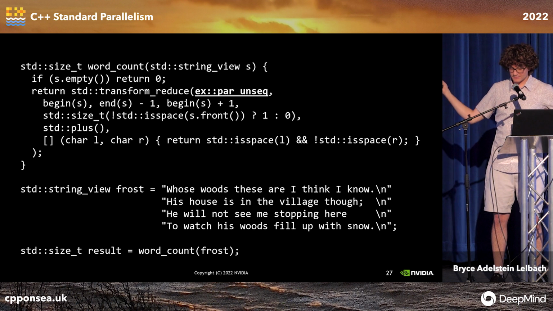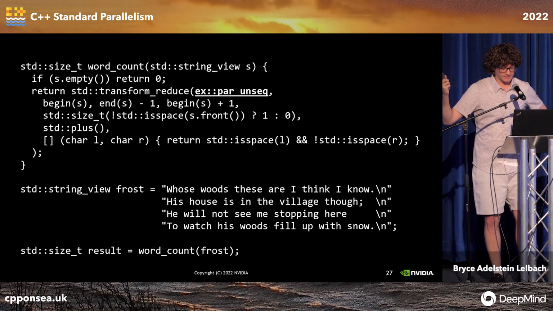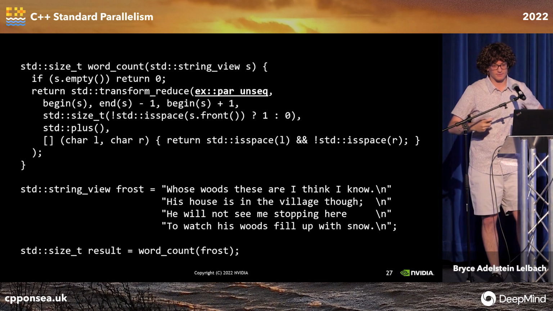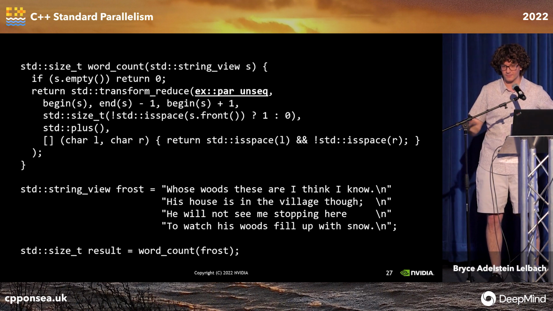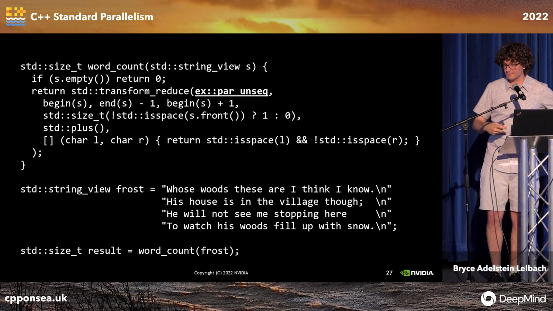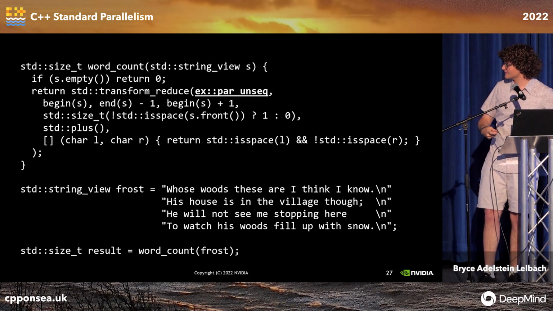And so this is standard C++ code. It's parallel and portable. You can use it on MSVC. You can use it with GCC, with the Intel compiler, with the NVIDIA compiler. You can run it on a CPU and a GPU. And yeah, I really like this little example.